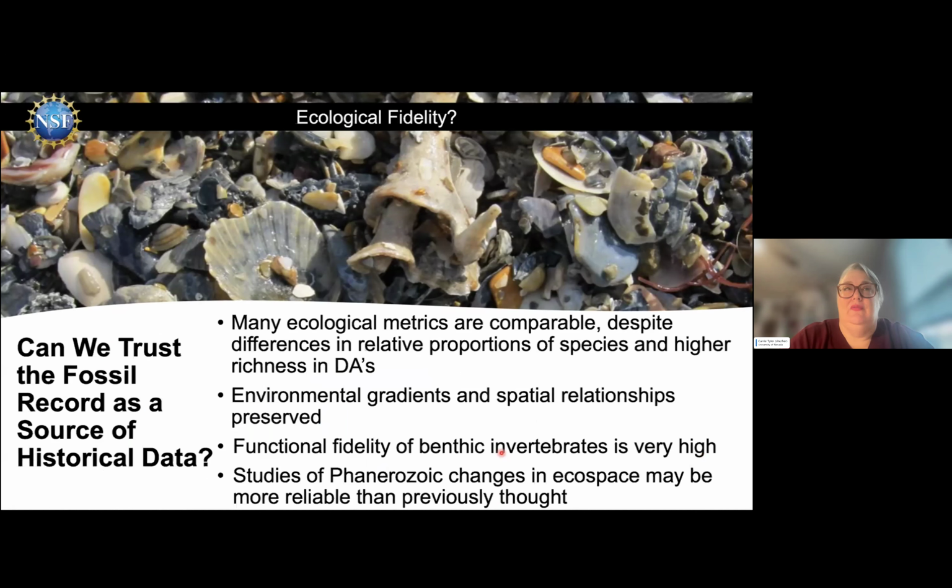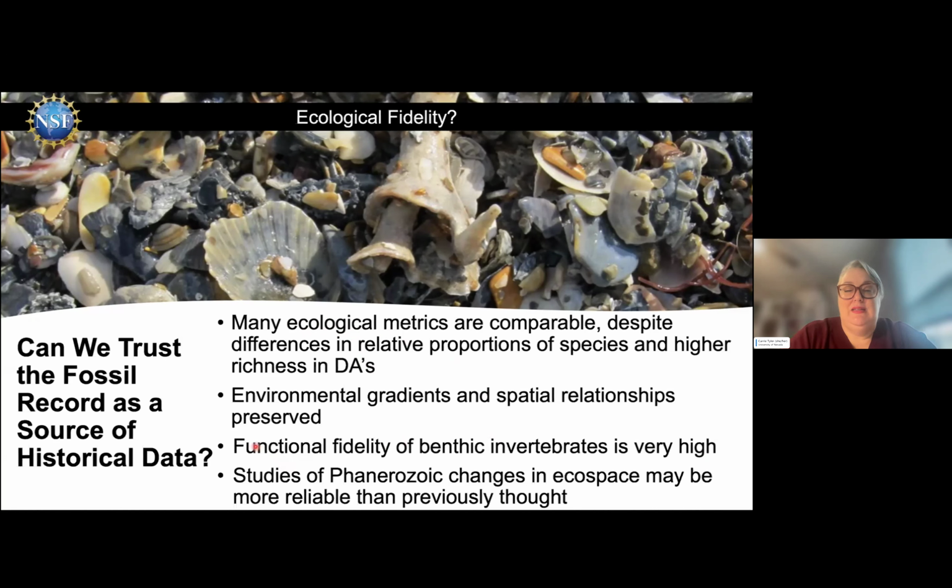Many ecological metrics are comparable, and that's despite differences in the relative proportions of species and the richness of different phyla and classes in the death assemblages. So it's not that they're not different in terms of their composition; it's that those differences don't lead to different answers when you're quantifying ecology. I again didn't show that here, but coming out of this same data set, we've looked at environmental gradients and spatial relationships. They're all preserved in the death assemblage.